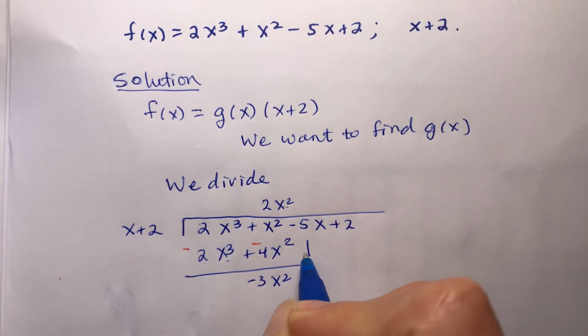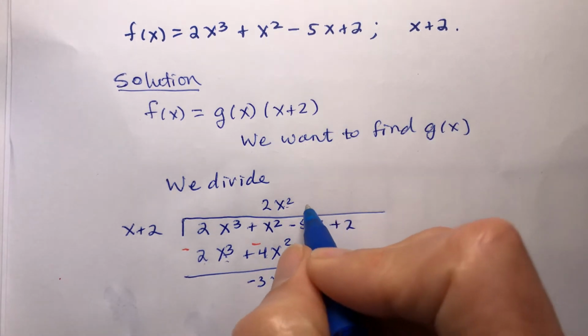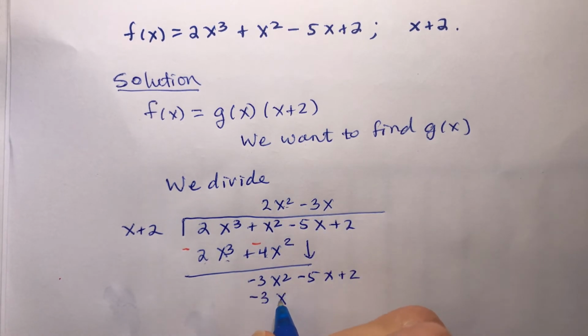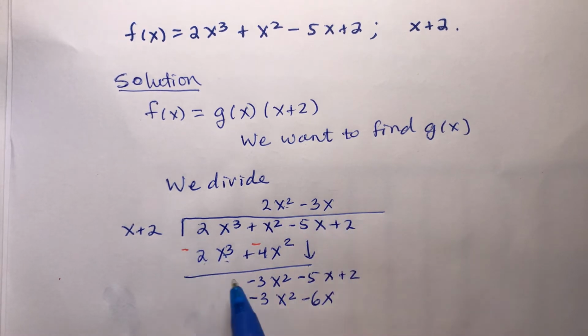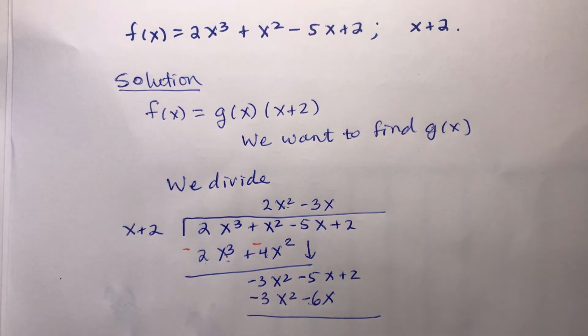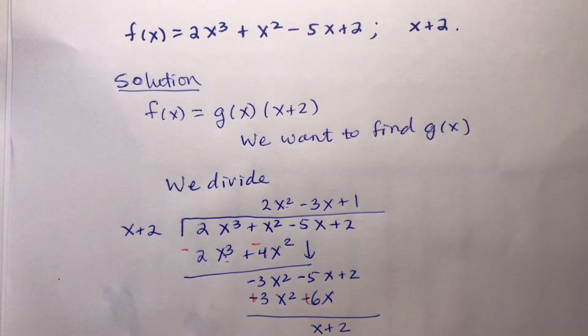And then I'll just bring everything down. So then x times what makes negative 3x squared? Well, negative 3x. Negative 3x times x makes negative 3x squared. Now I multiply, and let's see if I can do it right this time. Negative 3x times 2 is negative 6x. Again, we add the opposite, and I get x plus 2. And then x plus 2 goes one time into x plus 2. Multiply, and we get 0.